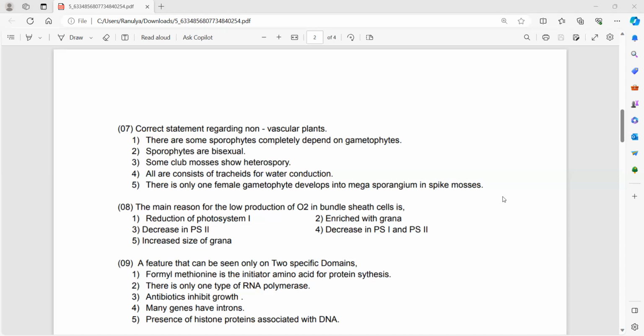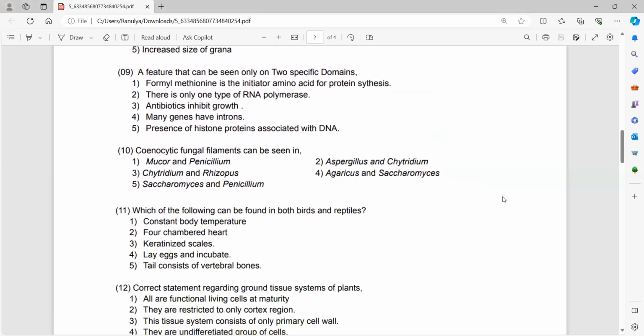Answer number 3. Question number 9. A feature that can be seen only in 2 specific domains. Now, there are 3 domains: Bacteria, Archaea, and Eukarya. Formyl methionine is the initial amino acid for protein synthesis. It acts as the initiator amino acid for protein synthesis only in domain Bacteria. It cannot be seen in the other 2.